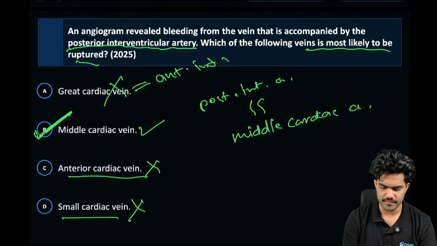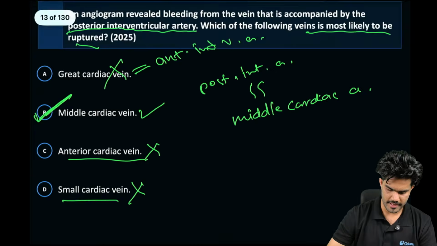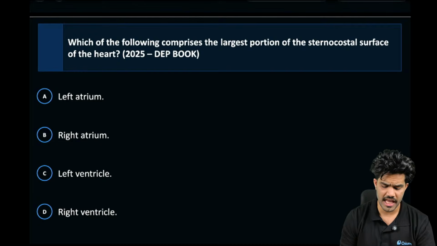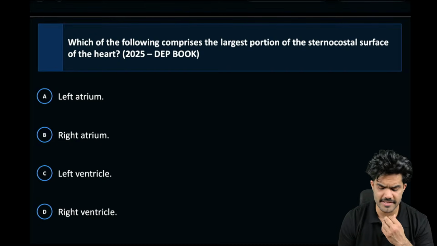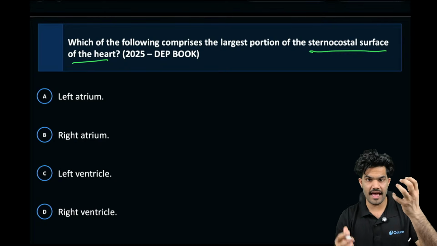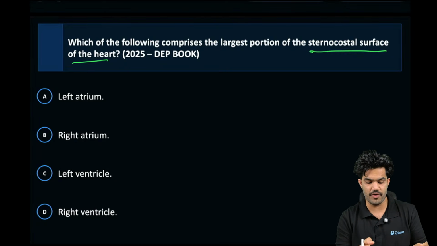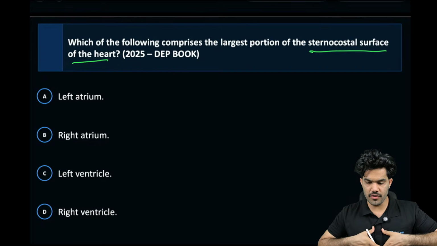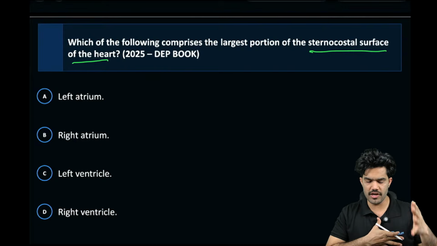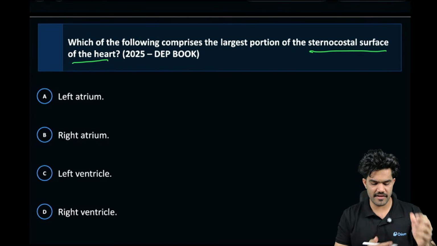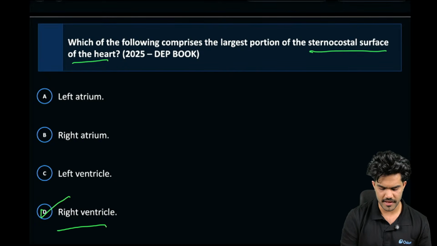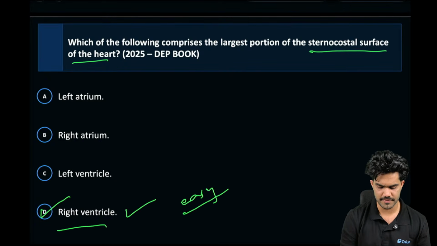Okay, it's easy. Let's talk about the next question. Which of the following comprises the largest portion of the sternocostal surface? We have heard the same type of question before. I told you, injury to the sternum will cause damage where? Most of the sternocostal surface is comprised by the right ventricle. D will be the easy answer. It's an easy question.